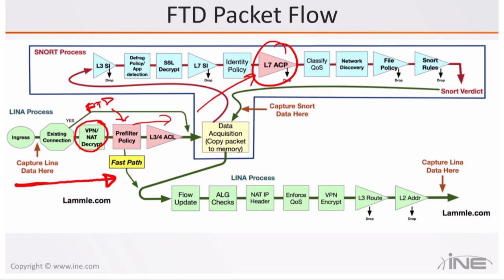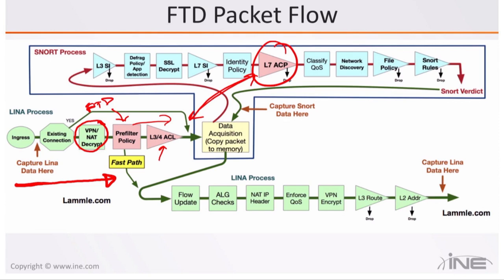Now, this right here is interesting. Layer 3, 4 ACL. What the heck is that? It sounds a lot like what we had in our ASA, but it's not. It's actually cache rules from the access control policy up here. Layer 3, 4 rules down here. We'll see that with show run. We'll see those cache rules in there because we need to make some determination on 3, 4 before we go through the snort process.